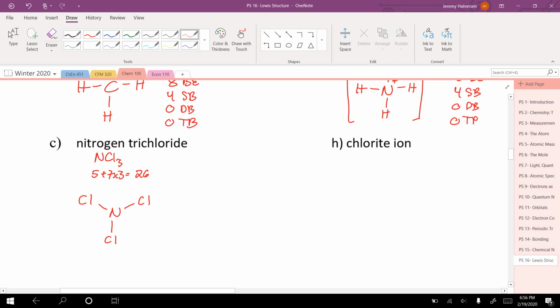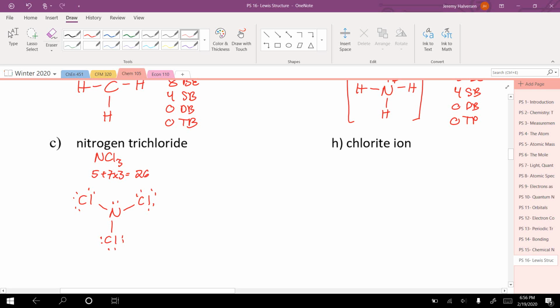Okay, got my skeleton structure, and I've got to distribute all my electrons, all 26. I'm going to start with the most electronegative, which is chlorine. So I've used 2, 4, 6, 8, 10, 12, 14, 16, 18, 20, 22, 24. Okay, sometimes people will freak out at this point and say, I don't know what to do with the last 2. Well, you just put them on the next atom, nitrogen. Okay, so I've got my 26.